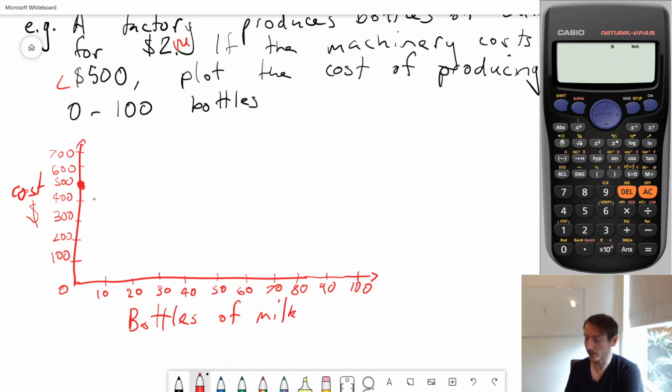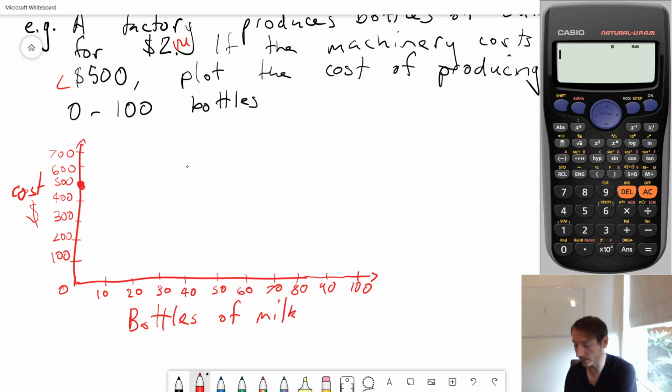And then from there, it's going to cost $2 per bottle. So when we get to $600, how many more bottles would we have made? That could be one way of thinking about it. Or you might pick a round point. Let's say 50 bottles. How much does it cost to make 50 bottles? Well, $2 a bottle. It's a $100 increase.